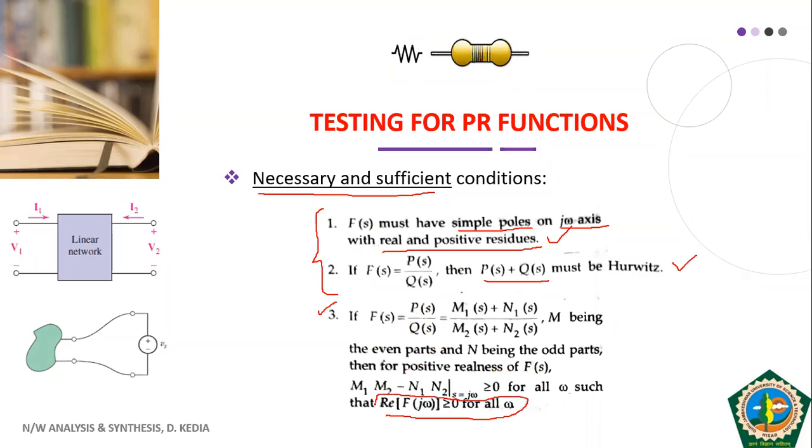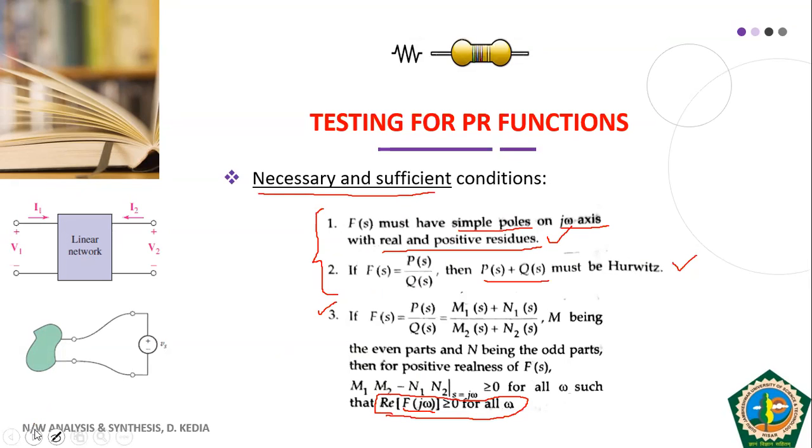We talked about this thing in the previous slide also, that the real part of f(j omega) must be greater than or equal to 0 for all omega. So these three conditions are necessary and sufficient conditions for your function to be a positive real function. Fine. So now we will try to understand this PR function concept with the help of 2-3 numericals.